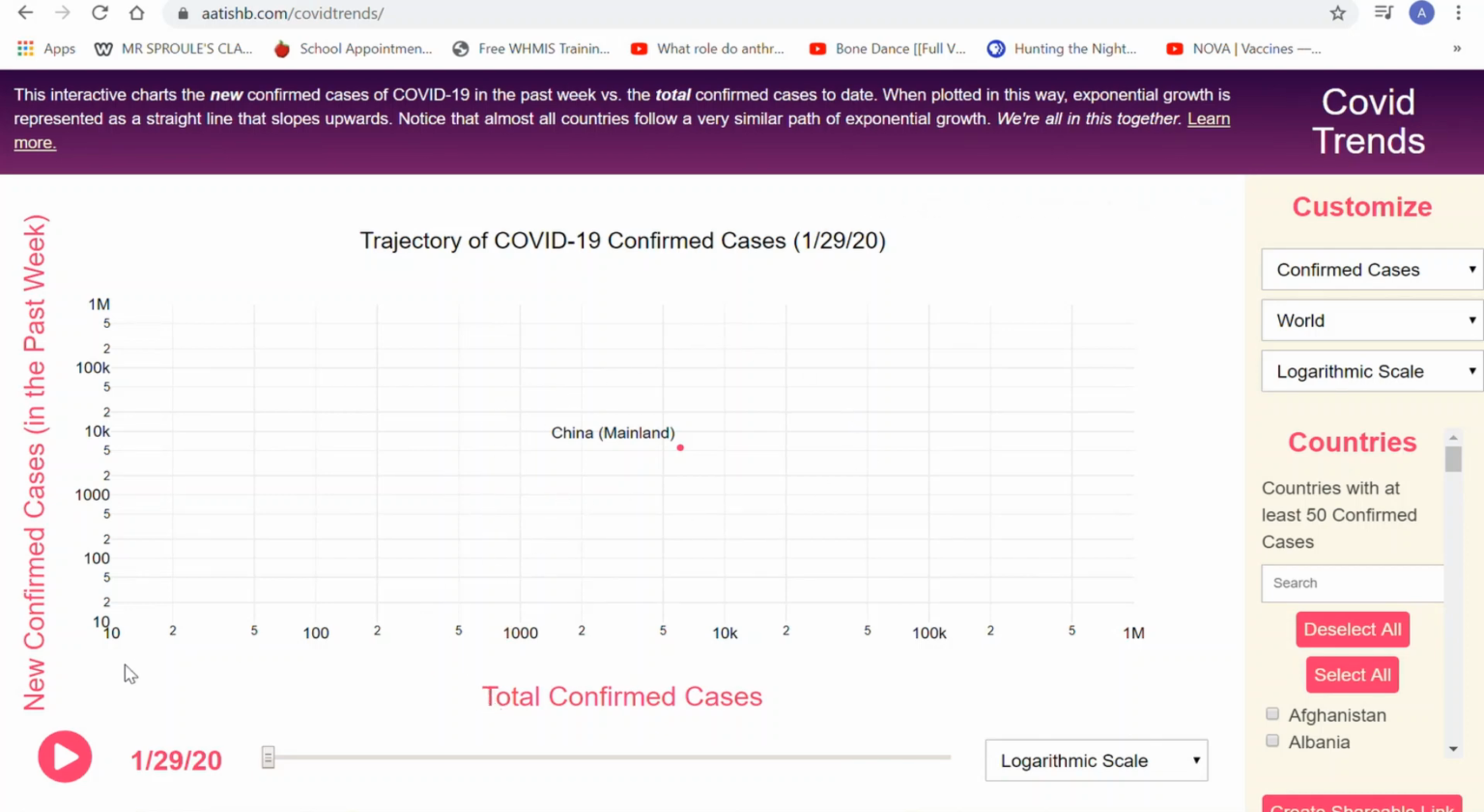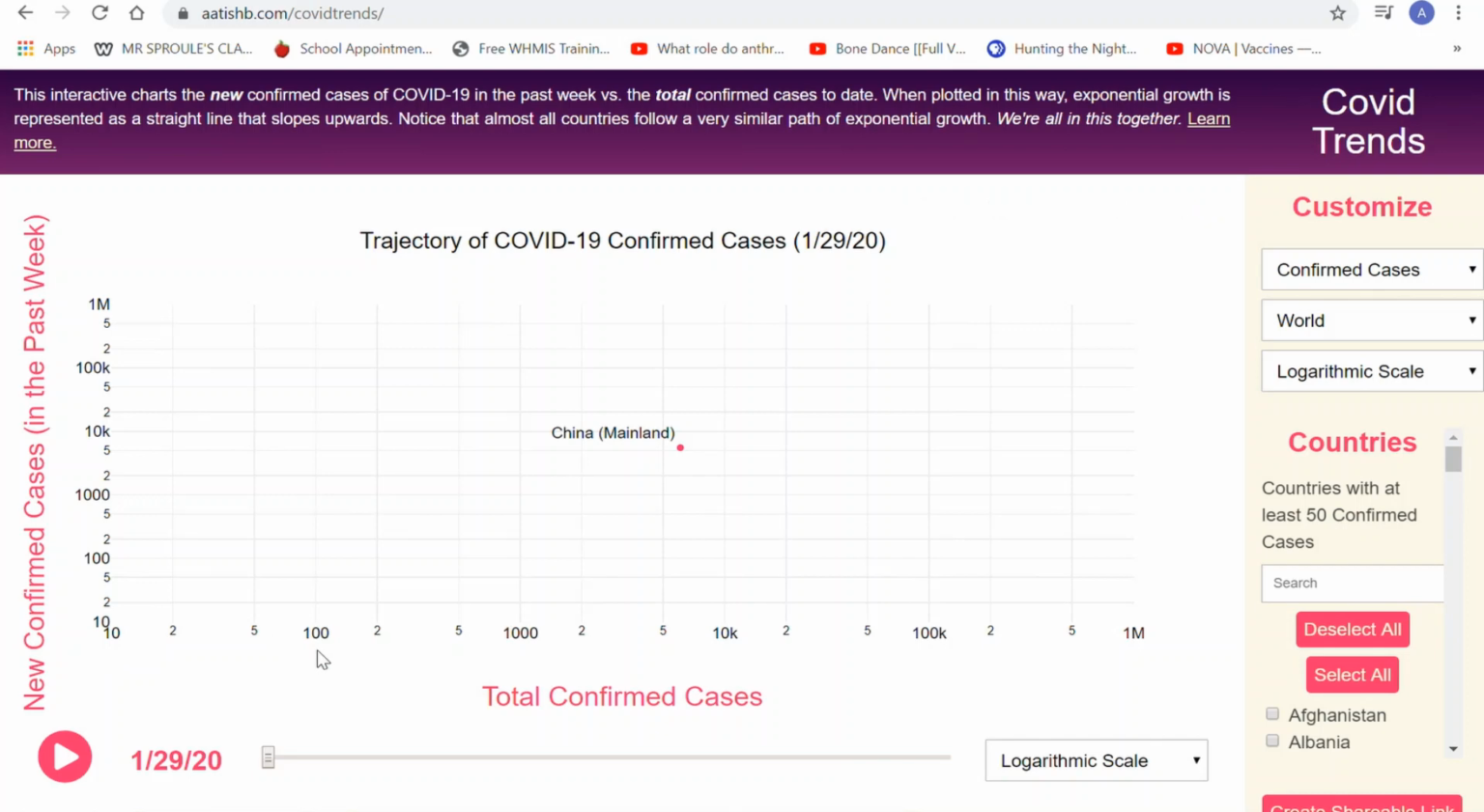Now, a couple of interesting things. On the x-axis, we don't have the date. We actually have the confirmed cases. So as this video plays, you will see new countries that show up based on which day it is. And the date's listed up here.